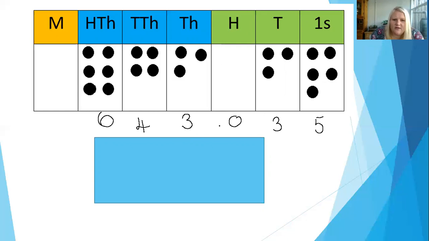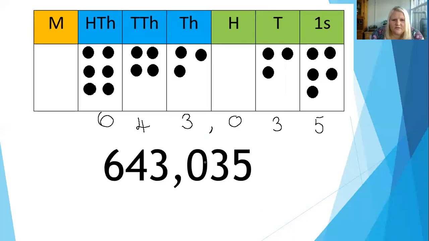1, 2, 3, and I'm going to put my comma in here to show that I've split the hundreds, tens, and ones up from the thousands, and I've now got 643,035. Can you say that with me again? 643,035. Let's have a look, see if I've got that same as what's under the new box. Yes, I have. Let's say it once more. 643,035.